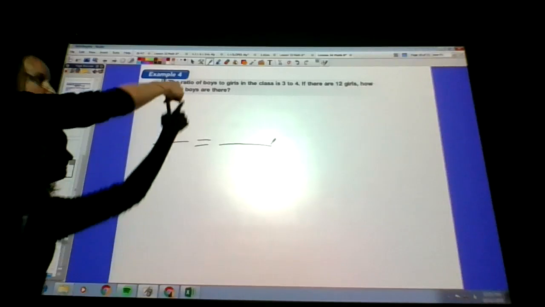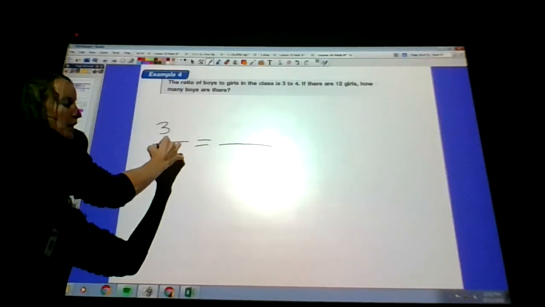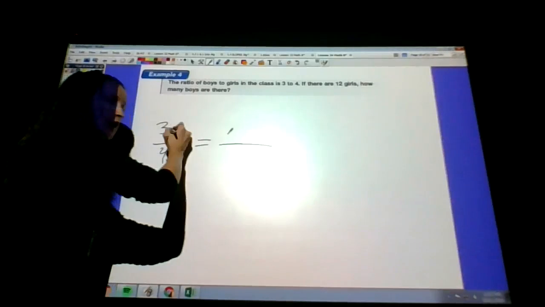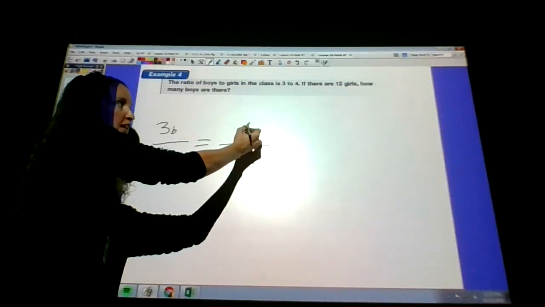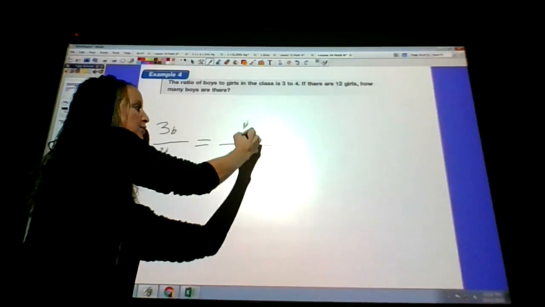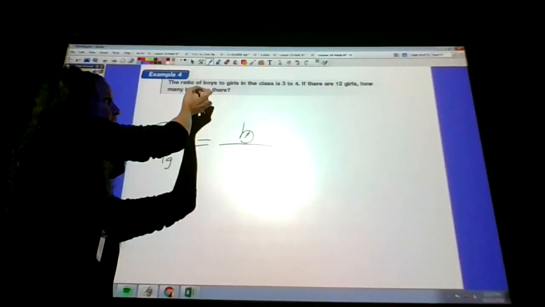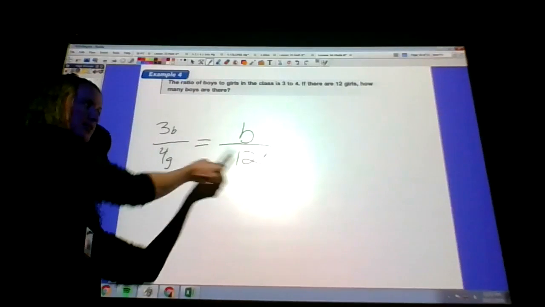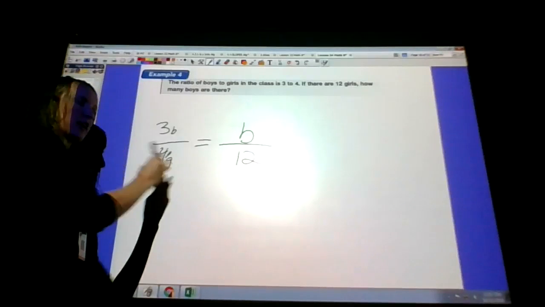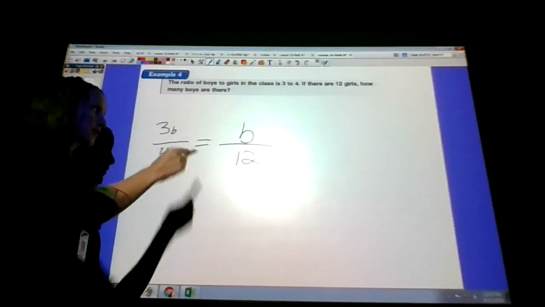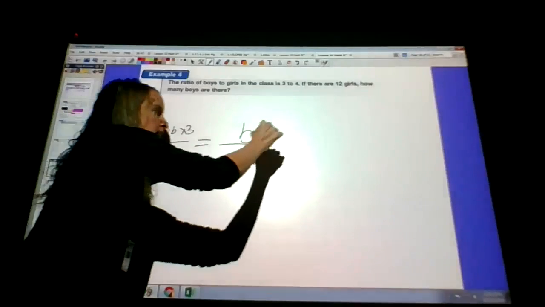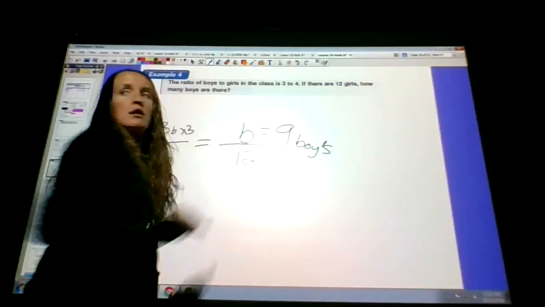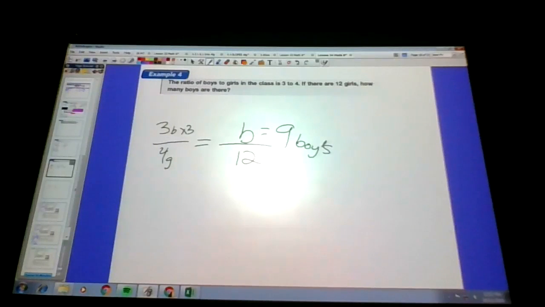So right here, anytime you're given a ratio, you usually want to go 3 boys, 4 girls. Then over here, if you put boys on top, what do you have to do over here? Boys. So you can just put B there because you don't know what it is, but you know that there are 12 girls. Then once again, you just do the same thing. 12 divided by 4 is 3. So you just go 3 times 3, and then you have 9 boys. Are we good?